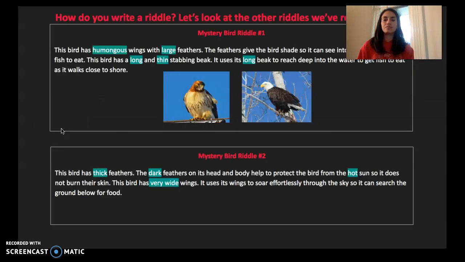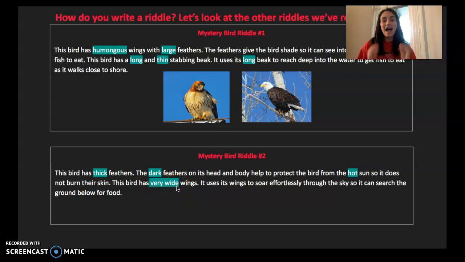So we'll have one sentence saying what the bird has, and then another sentence saying how it uses that body part. The last thing I want to add before we do this on our own are these words that I highlighted in this teal color. So I noticed these words like humongous and large, long, thin, long, thick, dark, hot, very wide.